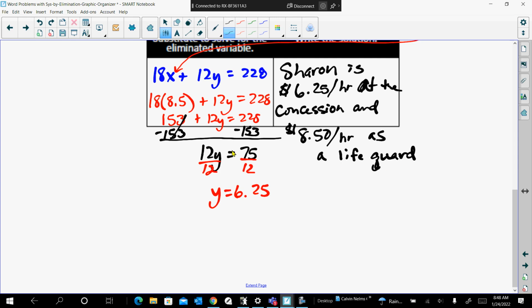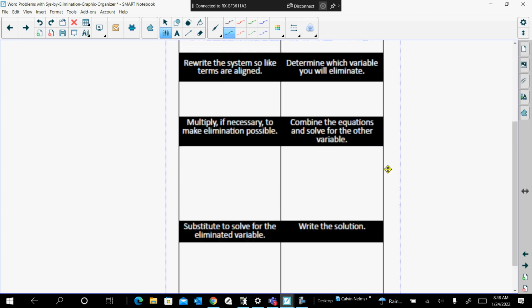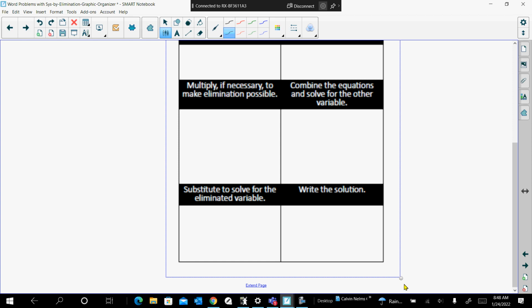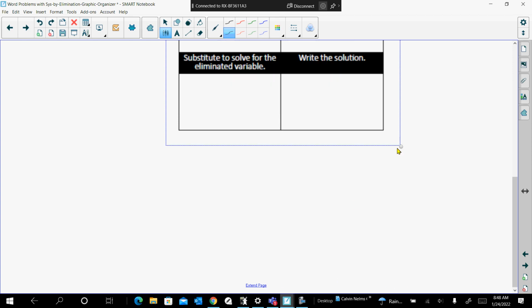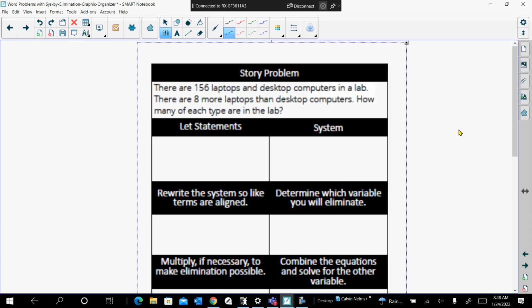All right, so you are going to complete the table for this scenario. I'll make this a little bit bigger. There we go. All right, so I want to see, can you fill in each box? Not all boxes will need to be filled in, but your let statement, yes. Your system, yes. Who you're eliminating, yes. And then let's see if we can get to a solution.